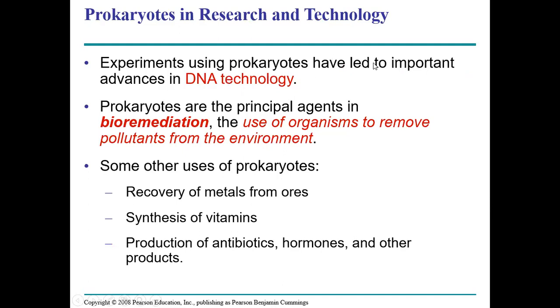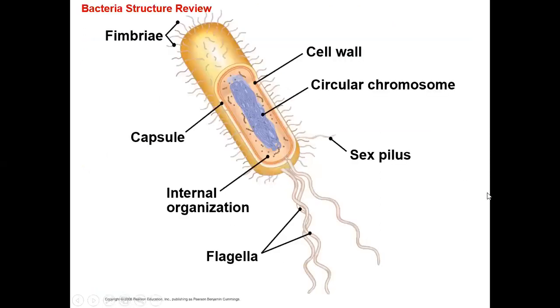Experiments using prokaryotes have led to important advances in DNA technology. Prokaryotes are the principal agents in bioremediation. What is bioremediation? The use of organisms to remove pollutants from the environment. Do you hear about superbugs? Superbugs were developed by Ananda Chakrabarty, an Indian scientist, for removing oil from oceans. We are using superbugs. Okay, leave all those things. Some other uses of prokaryotes are recovery of metal from ores, synthesis of vitamins, production of antibiotics, hormones, and other products. We are using prokaryotes for all these things.